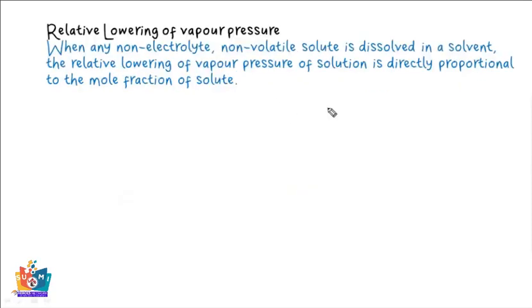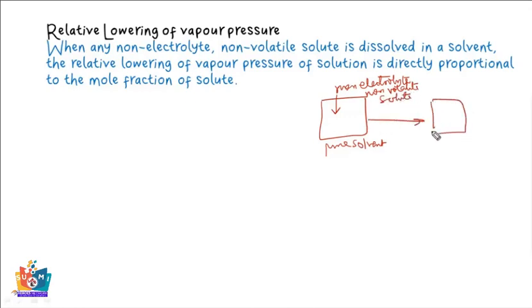To understand relative lowering of vapor pressure, we can consider a pure solvent. If this is mixed with a non-volatile solute, this becomes a solution. If the vapor pressure of pure solvent is taken as P and the vapor pressure of solution is taken as PS, then you can clearly see lowering means P is greater than PS. The vapor pressure decreases as we move from pure solvent to solution, which means delta P, or change in vapor pressure, will be P minus PS.